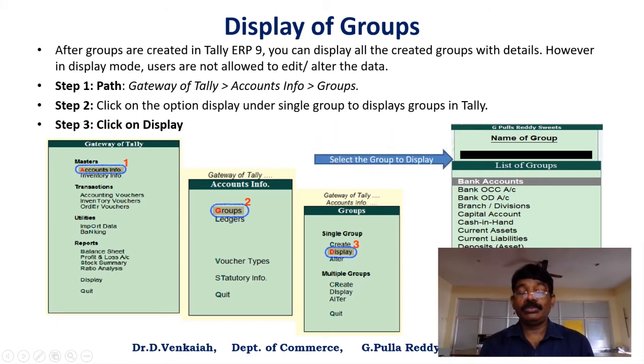When you want to display in single mode, click on display, and select which group you want to display, if you already created it. Here I am going to select bank accounts. Okay, that is display of groups. Last time we learned in the chart of accounts how to create groups under single mode as well as multiple mode. Now we learn how to display the groups which are already created in Tally, either single mode or multiple mode.